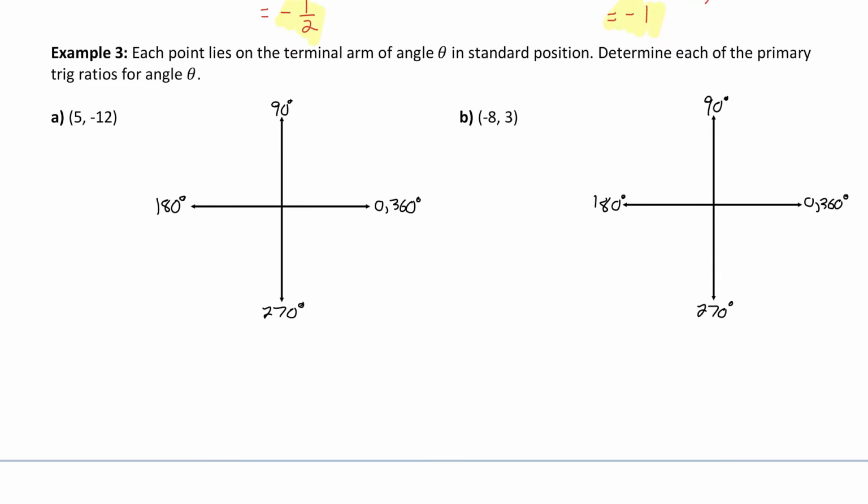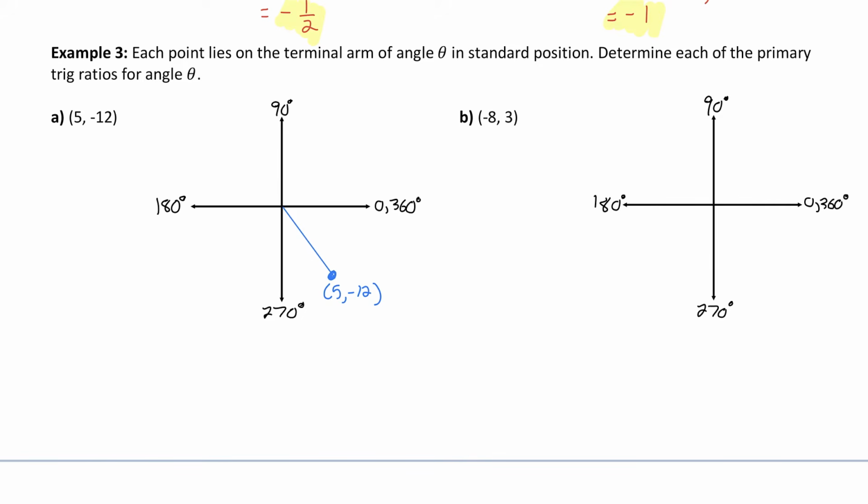Example 3 says each point lies on the terminal arm of angle theta in standard position. Determine each of the primary trig ratios for angle theta. Part A says 5, negative 12 is on the terminal arm for angle theta. So let me just roughly plot where the point 5, negative 12 would be. And it says that point is on a terminal arm that is rotated angle theta from the initial arm.